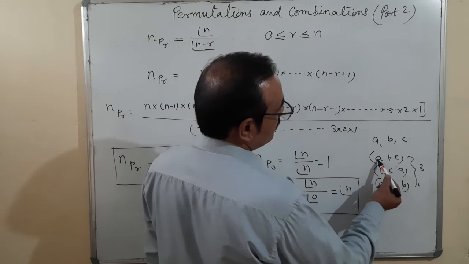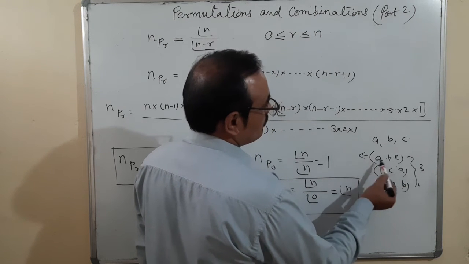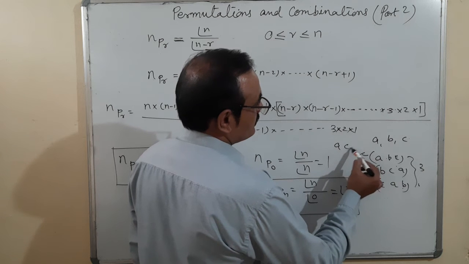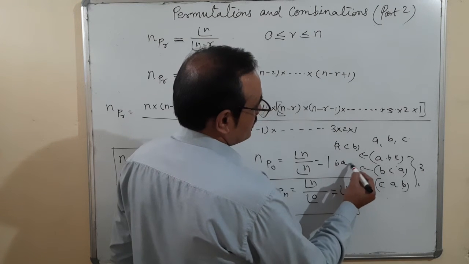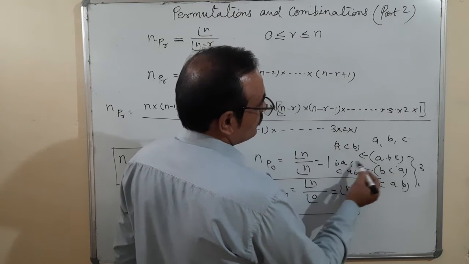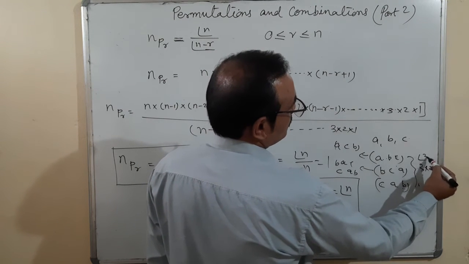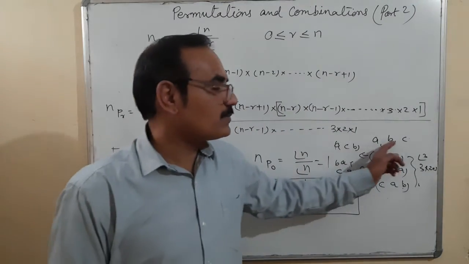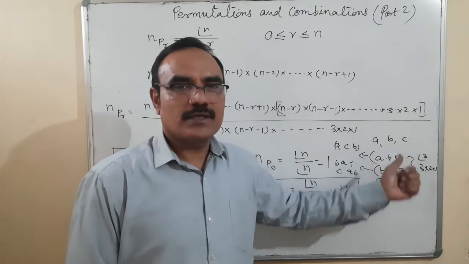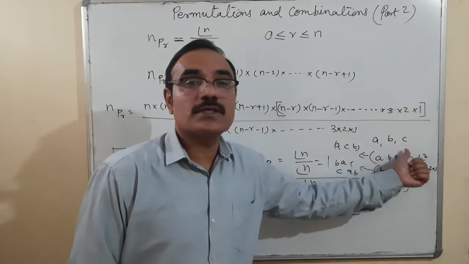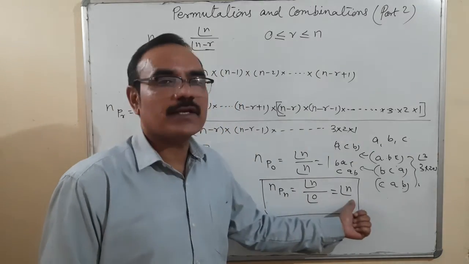Is it okay? These 3 objects: ABC, BCA, CAB. We can use another pattern here also: ACB, BAC and CBA. So 1, 2, 3, 4, 5, 6. Total 6. 3 into 2 into 1. And 3 into 2 into 1, what does it mean? Factorial 3. So 3 objects can be arranged in a definite order. Then how many ways? Factorial 3 ways. So n objects can be arranged in n definite orders. How many ways? Factorial n.